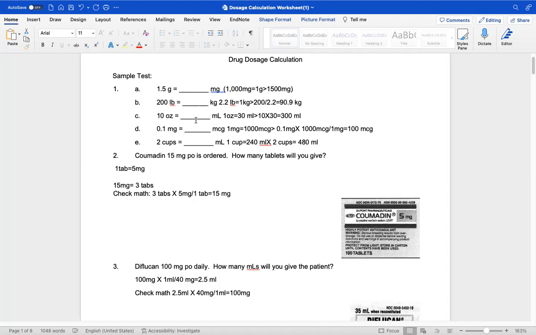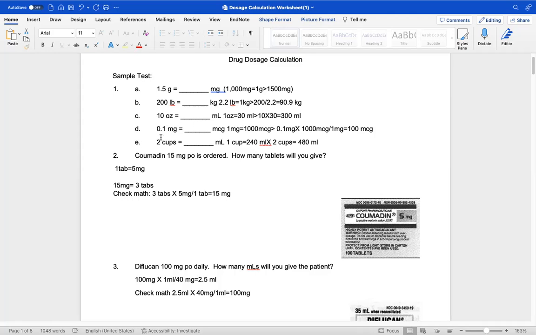So on C, we've got 10 ounces. We're looking for how many mLs. So 1 ounce is equal to 30 mLs. So we're going to take that 10 ounces, multiplied by 30, and that's going to give us 300 mLs. On the next one, we've got 0.1 milligrams. And we know that 1 milligram is equal to 1,000 micrograms. So if we take that 0.1 milligrams, multiply that by 1,000 micrograms over 1 milligram, that is going to give us 100 micrograms.